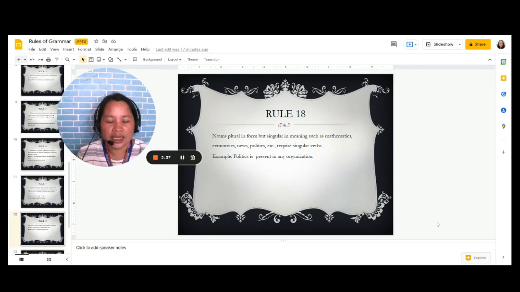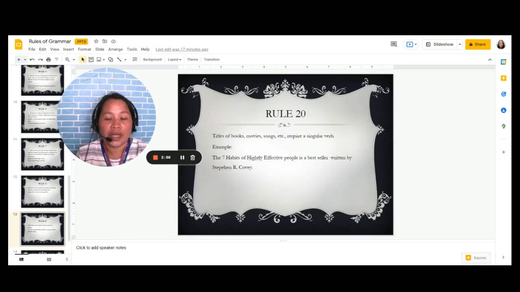Okay, next, rule 18. Nouns plural in form, but singular in meaning, such as mathematics, economics, news, politics, etc., require a singular verb. For example, politics is present in any organization. So whatever it is, news, economics, mathematics, physics, it's always singular.